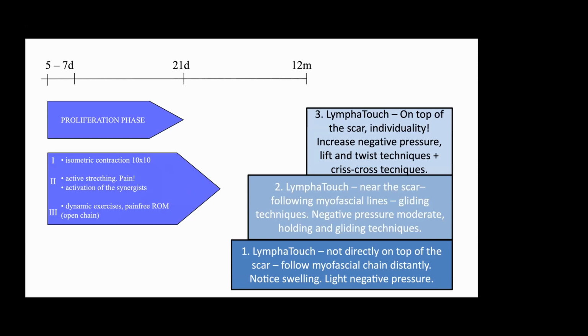But what we could do with Lymphatouch is work on the myofascial change. Notice swelling, so you could use light negative pressure, and then you can get nearer to the scar and follow the myofascial lines with gliding techniques. And with these, again, slow gliding, because we also want to get the autonomic nervous system relaxed. So again, slow gliding movements.